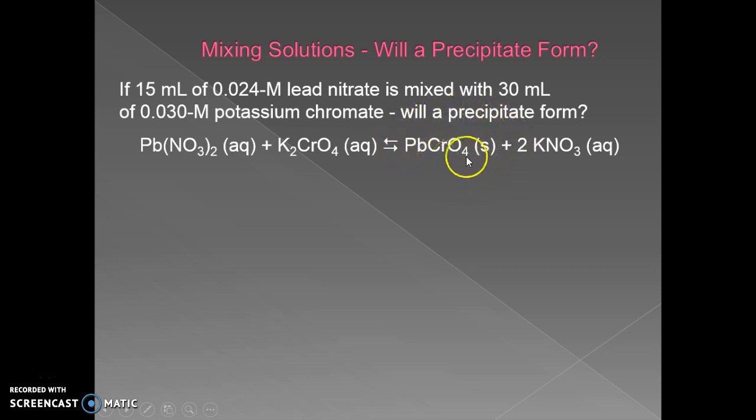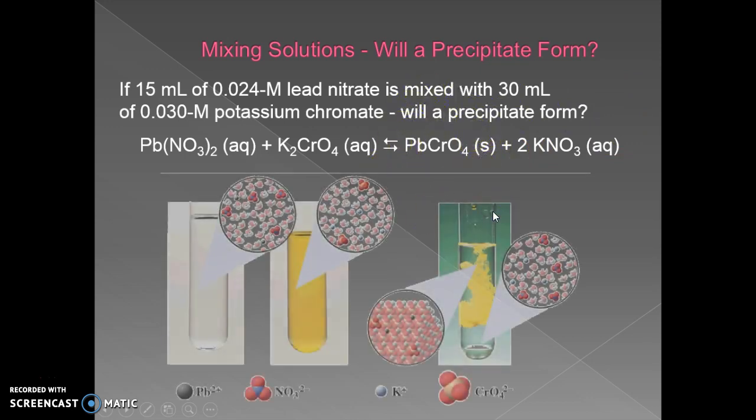But we are not going to see solid lead chromate form until we establish that equilibrium, until we have enough ions in there so that they are attracted to each other and will start precipitating out of solution. So at what point do we need to have that? That's where the idea of KSP comes in. So like I said, we take these two solutions, they're separate, but when we mix them together, what happens? We get the precipitate forming.